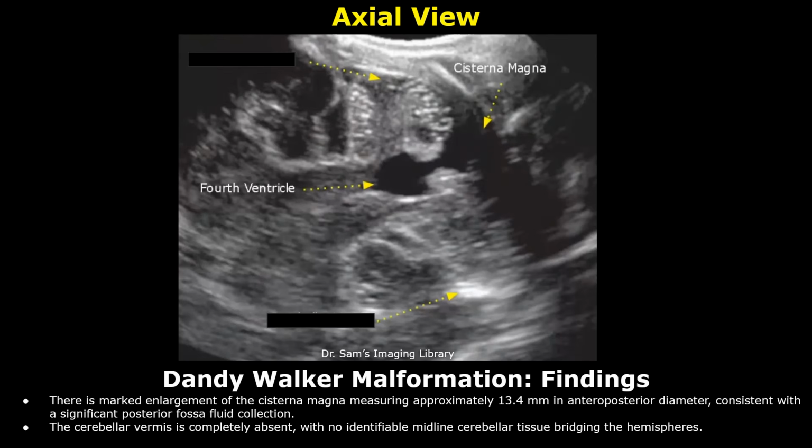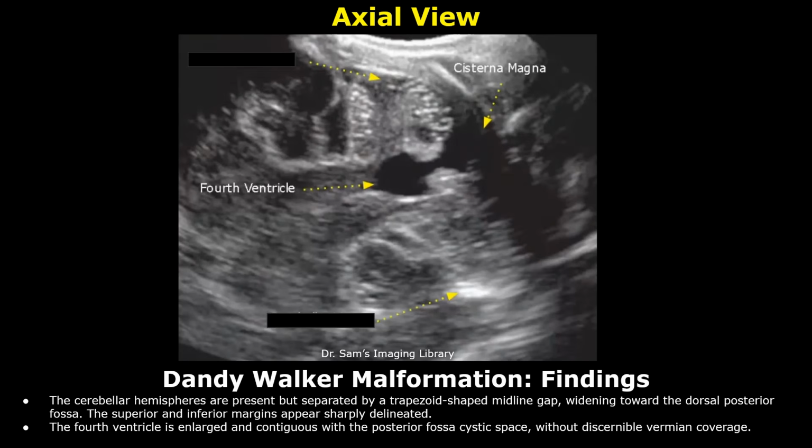These are the findings. There is marked enlargement of the cisterna magna, measuring approximately 13.4 millimeters in anteroposterior diameter, consistent with a significant posterior fossa fluid collection. The cerebellar vermis is completely absent, with no identifiable midline cerebellar tissue bridging the hemispheres.